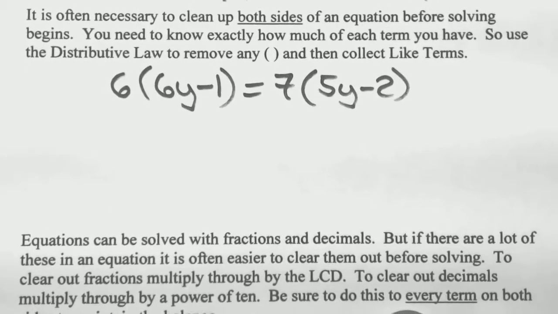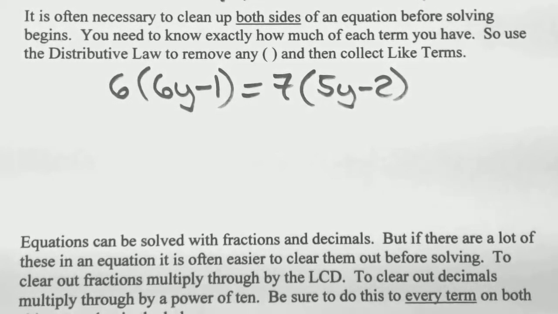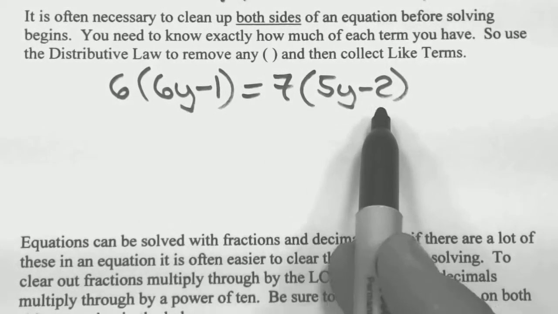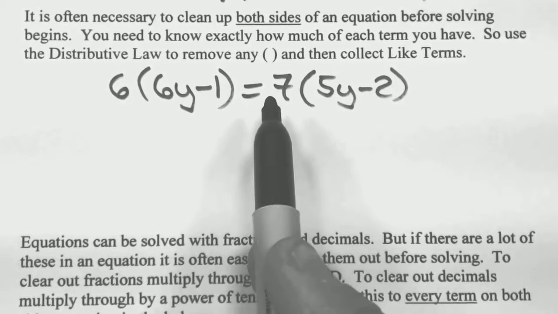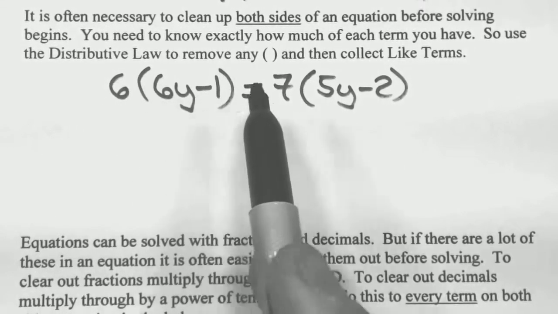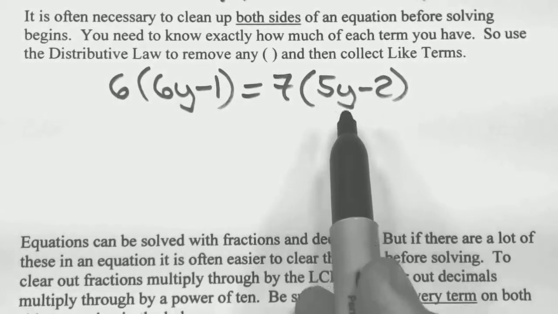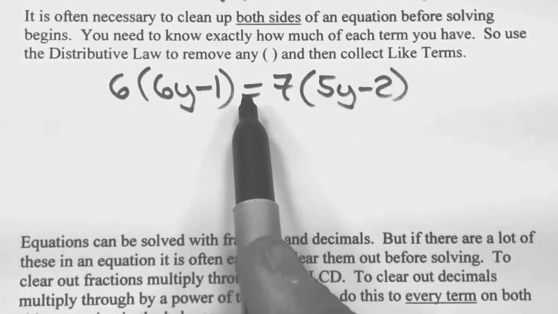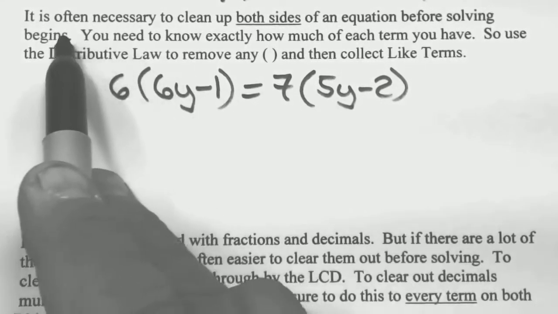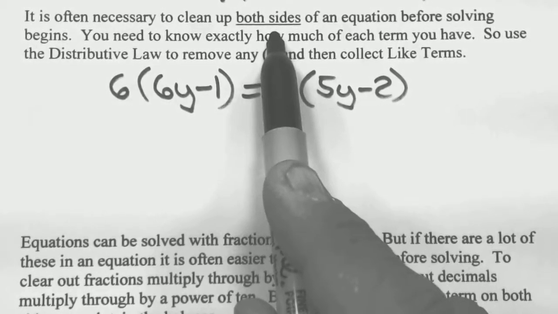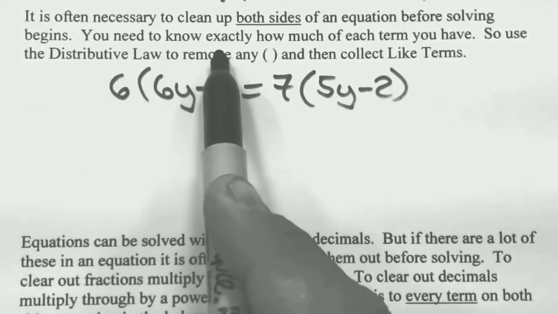Here's one right here. One of the things is you often have parens on one or both sides of the equations. When that happens, the parens mean that we need to use the distributive law to multiply in. You don't know exactly how much of each term you have until you do that. So it's often necessary to clean up both sides of an equation before you start solving.